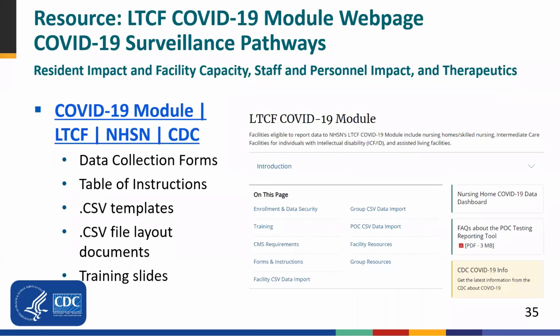The long-term care COVID-19 module web page also contains a variety of resources, including data collection forms, TOIs, training slides, and information on CSV upload. The TOI, again, is a great resource to use while entering data for the COVID-19 surveillance pathways. This document will walk you through how to report data for each pathway.